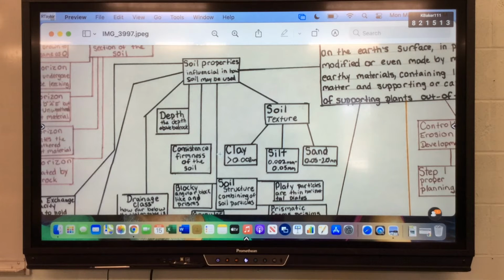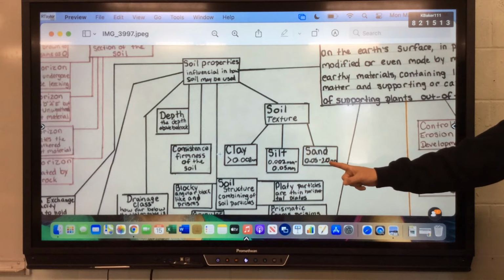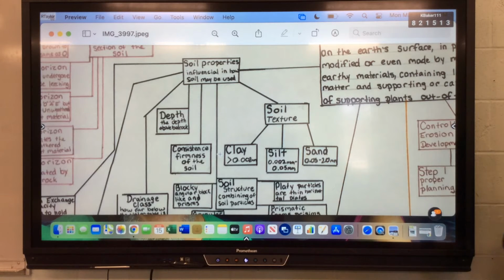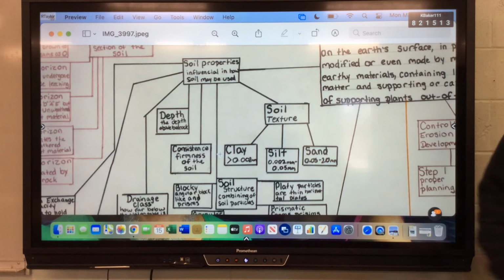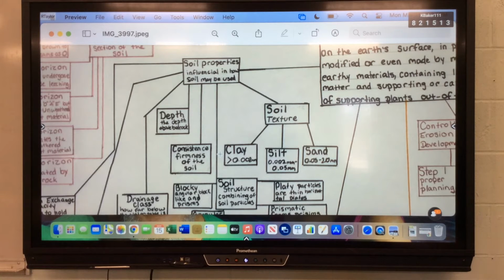Sand is the biggest particle, and it's things that are between 0.03 and 2 millimeters. Anything bigger than 2 millimeters, any little mineral particles, we call that gravel. It's really not one of the soil textures. So if it's bigger than 2 millimeters, we call it gravel. But if it's less than 2 millimeters and down as low as 0.03, we call that sand. And if you've ever felt sand in your hand, it's really gritty, right?